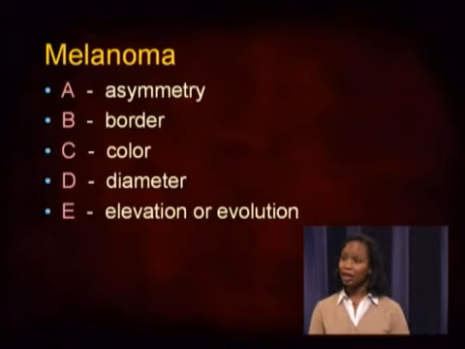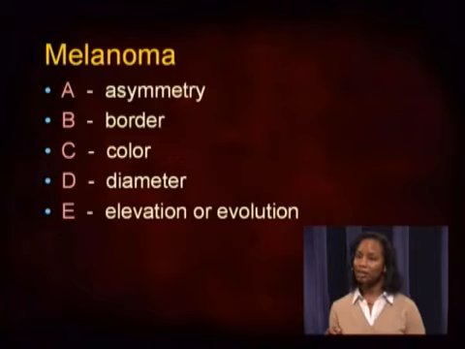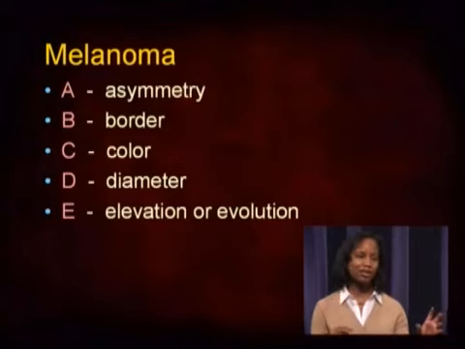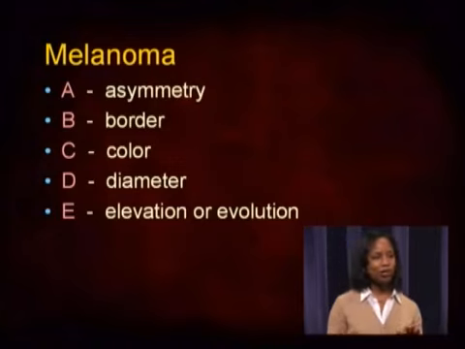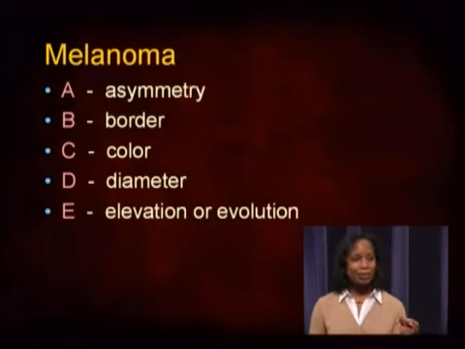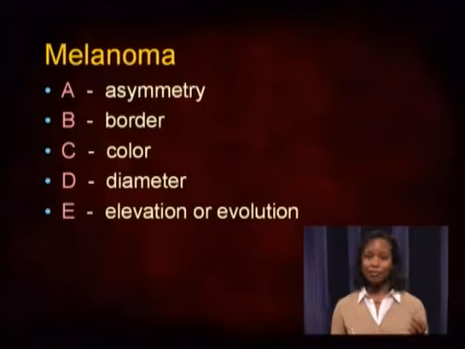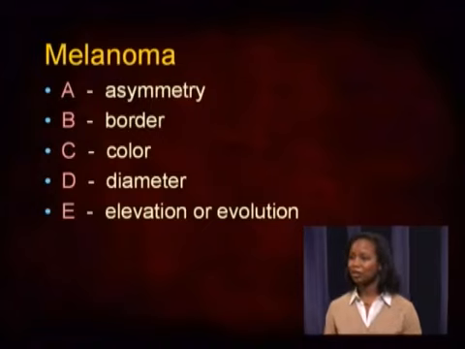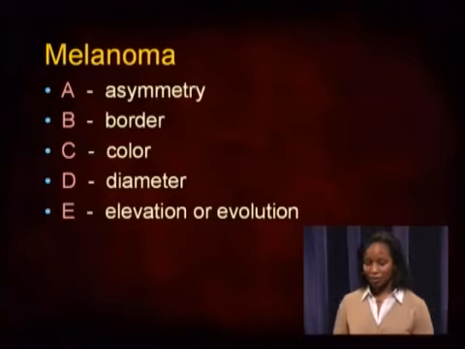C is for color, and we like to see a nice even color as opposed to one that's light in some areas and dark in other areas, or maybe has red parts to it or blue parts. D is for diameter, so most normal nevi are about 6 millimeters, or the size of a pencil eraser or less. If you see something larger than that, that can be suspicious.